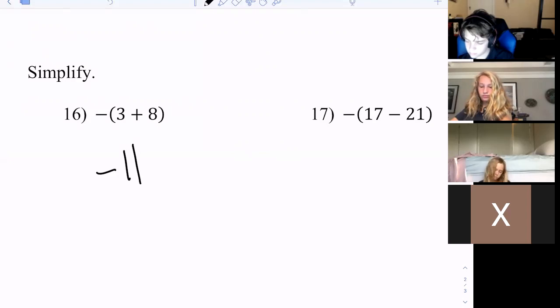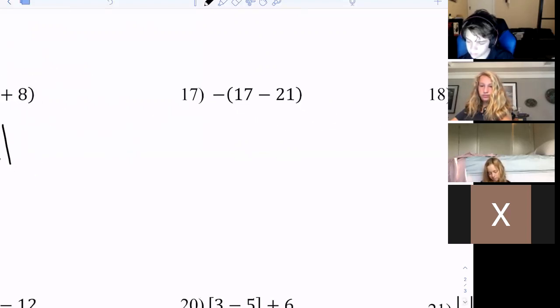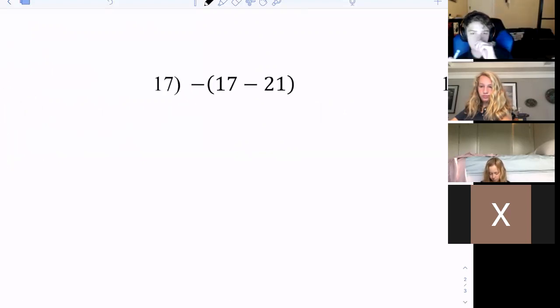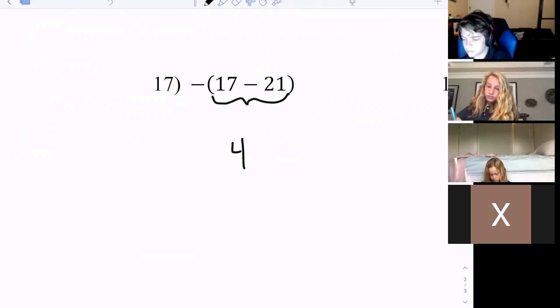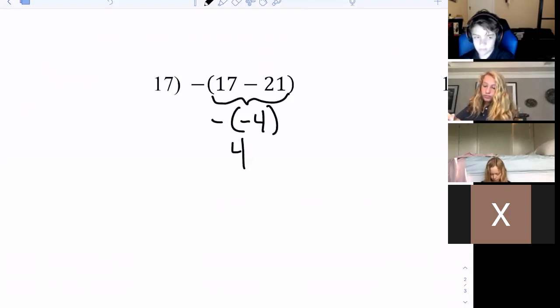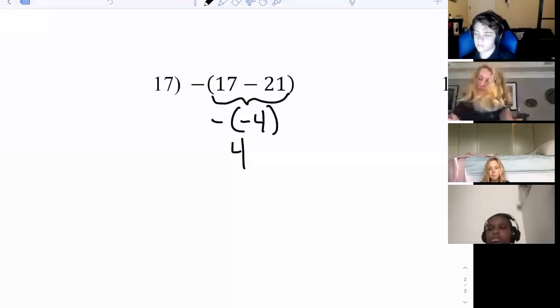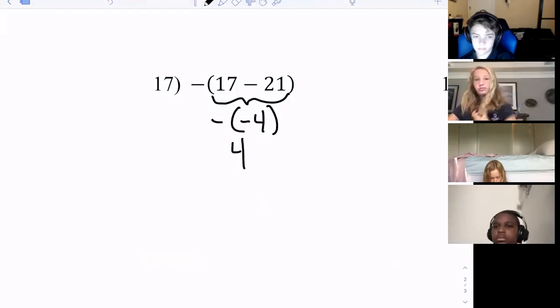Number 17. Who's up? Would it be just positive 4? Yes, it would be positive 4. Because again, you have to do the 17 minus 21 first, and that's negative 4. And then there's a negative out in front. Thank you very much. Now, that required a little bit more thought, right? Anybody have any issues? All right. Eventually, we're going to let you use a calculator, but for now, we're just double checking.